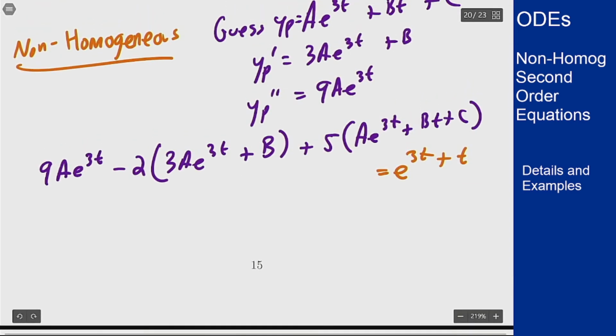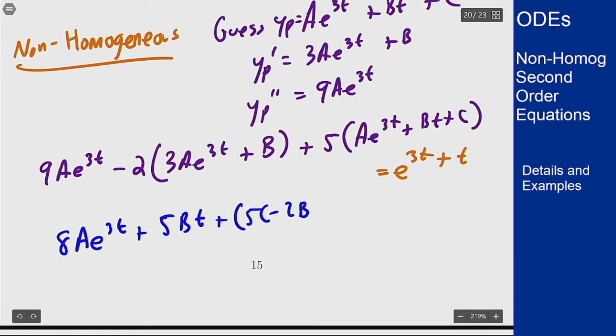Let's collect some terms over here on the left. I see a 9a e to the 3t. I see minus 6 of those, so I'm at 3. Plus 5 gives me 8. So I am at 8a e to the 3t. For t terms, I have just the 1 over here, so it's just going to be plus 5bt. And for constant terms, I have a negative 2b over here and a 5c over here. So 5c minus 2b, I want to equal e to the 3t plus t.